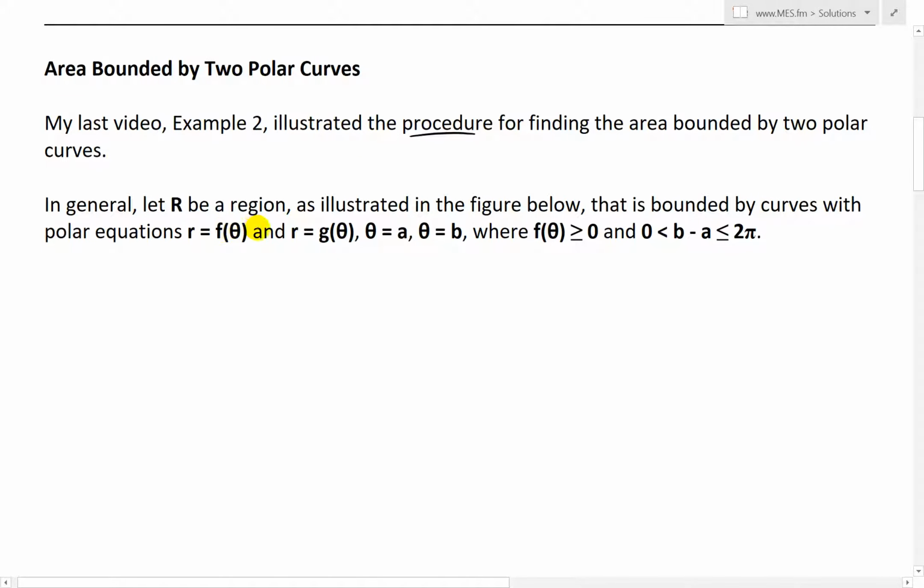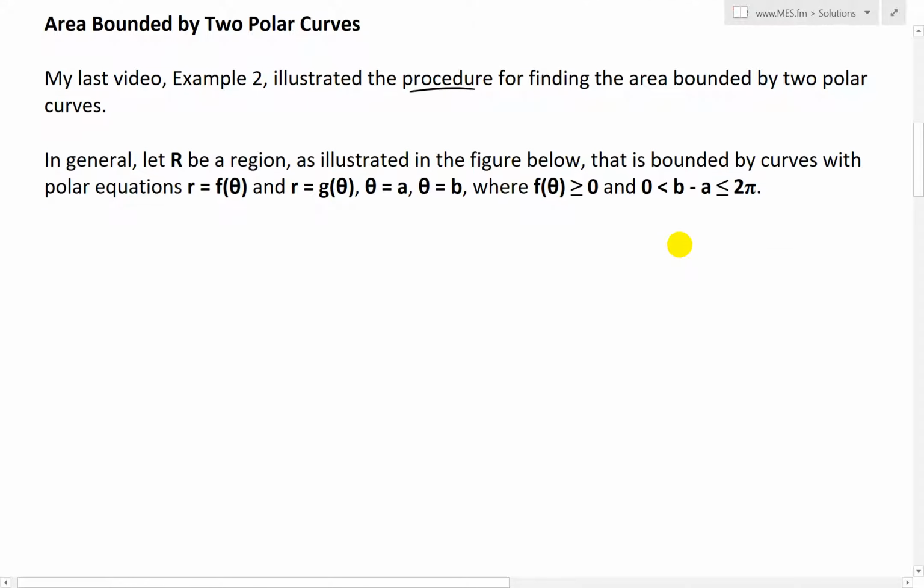So in general, let R be a region as illustrated in the figure below, and I'll draw that soon, that is bounded by curves with polar equations r equals f of theta, and r equals g of theta, and theta equals a, theta equals b, where f of theta is greater than or equal to 0, and the angle b minus a is between 0 and 2 pi.